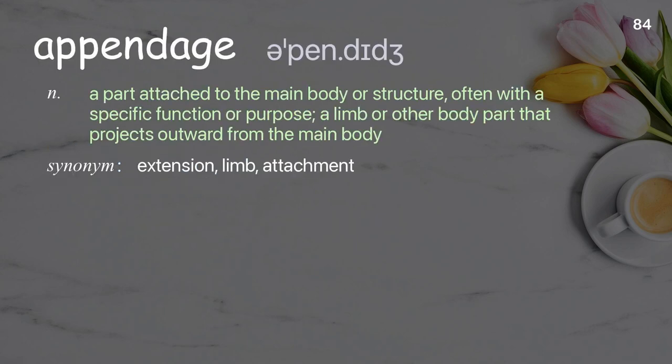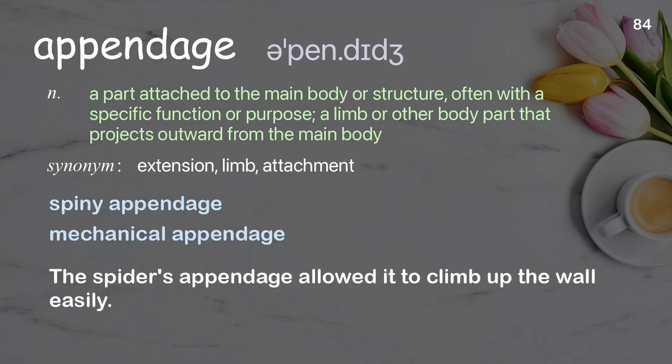Appendage. A part attached to the main body or structure, often with a specific function or purpose, a limb or other body part that projects outward from the main body. Examples. Spiny appendage. Mechanical appendage. The spider's appendage allowed it to climb up the wall easily.